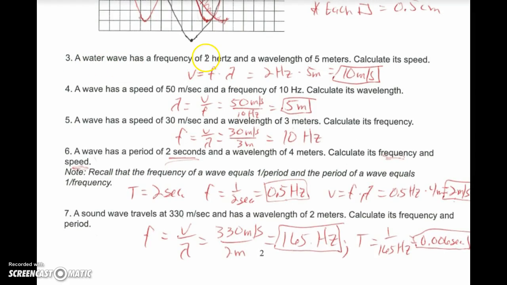A water wave has a frequency of 2 hertz and a wavelength of 10 meters. What is its speed? Well, speed, here's a new equation we need you to write down. Speed is frequency times wavelength. 2 hertz times 5 meters equals 10 meters per second.